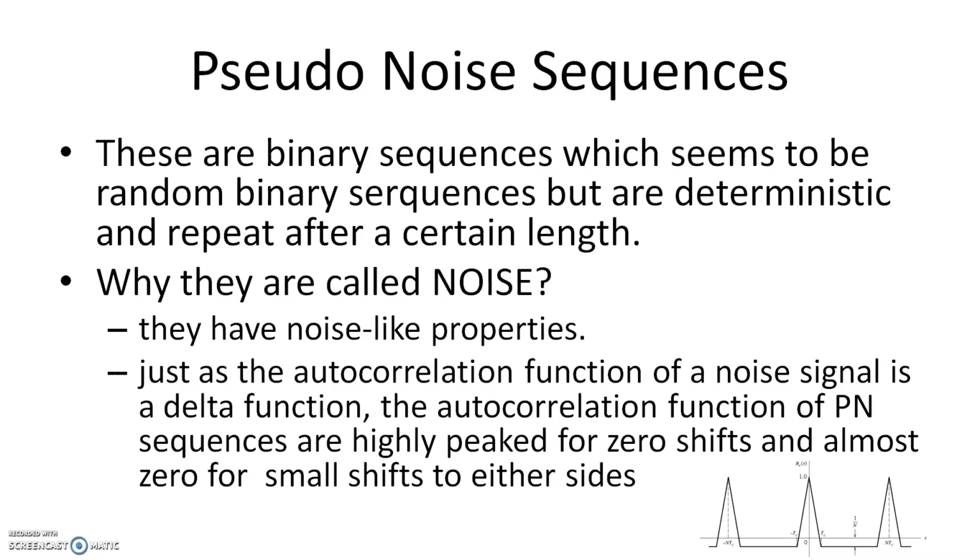Why are they called noise? They have noise-like properties. What is the noise-like property that they have? Just as the autocorrelation function of a noise signal is a delta function, the autocorrelation function of PN sequences is highly peaked for zero shifts and almost zero for small shifts to either side. The autocorrelation function is where we are correlating the signal with itself.